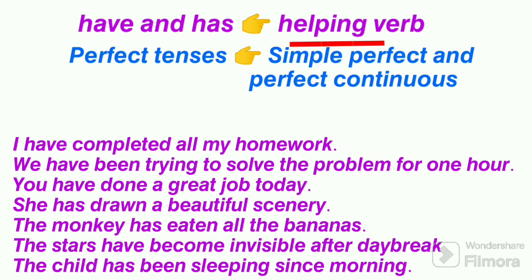Now, as helping verbs, both have and has are used for perfect tenses in English grammar, that is, for both simple perfect and perfect continuous tenses. Let us look into some examples.